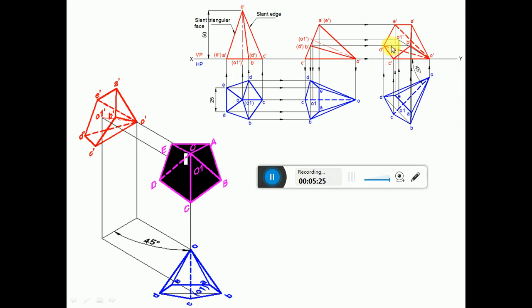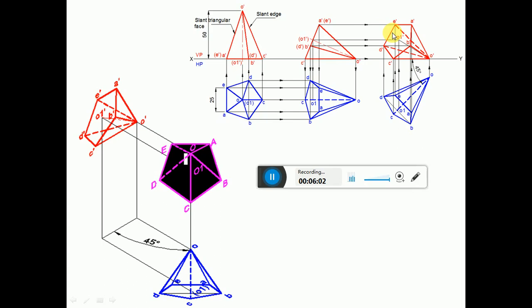Now join O dash to O1 dash with a center line. Then join A dash to B dash, B dash to C dash, C dash to D dash, D dash to E dash, and E dash to A dash with a continuous thin line. Similarly, join between A dash to O dash, B dash to O dash, D dash to O dash, and D dash to O dash with a continuous thin line. Don't darken. By doing so, we will know the exact boundary and how the pyramid is going to look in the final position.